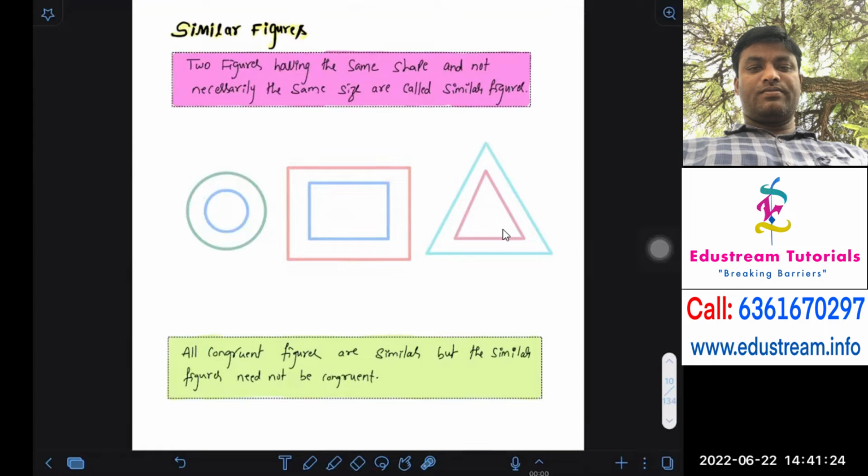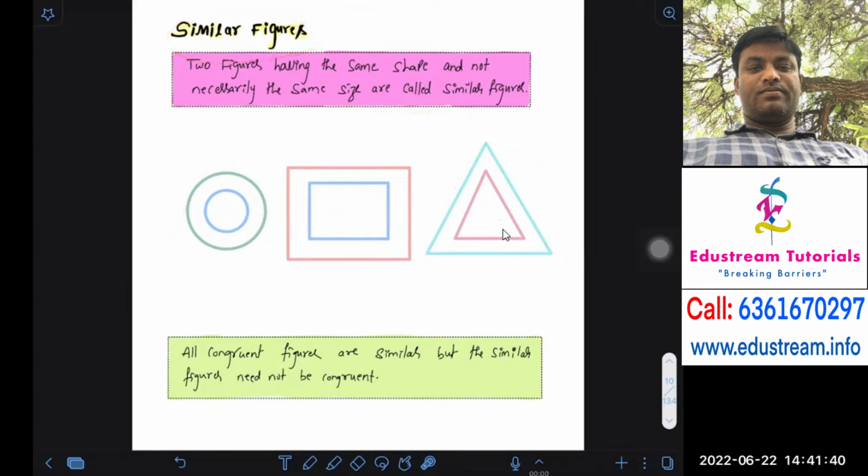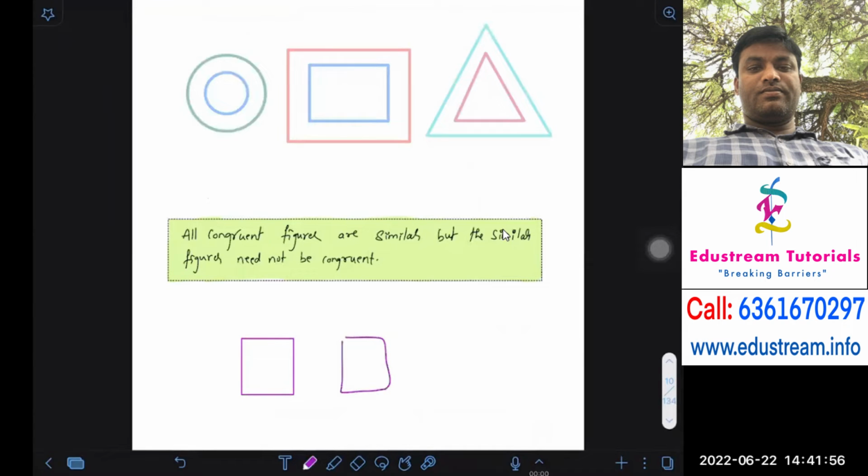Same length and breadth. And we have the triangles here, two triangles, the smaller one and the bigger one. These two triangles have the same shape, but they don't have the same size. So these kinds of figures are called similar figures. So again, congruent figures are similar, but similar figures are not congruent. Example, two squares here. Now, do you say these two are congruent?